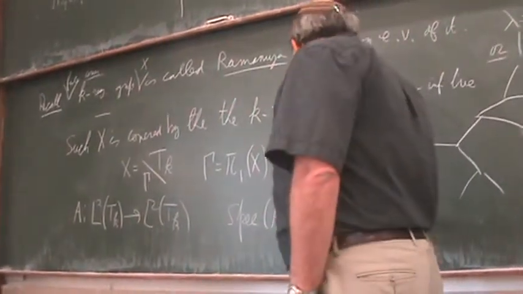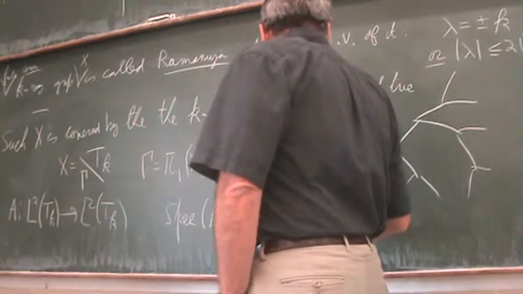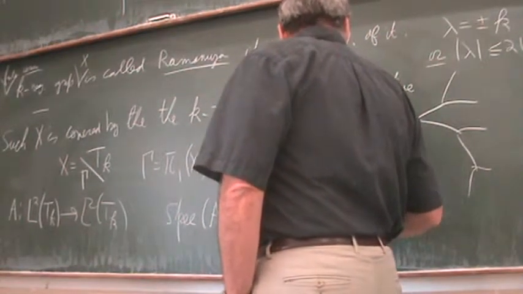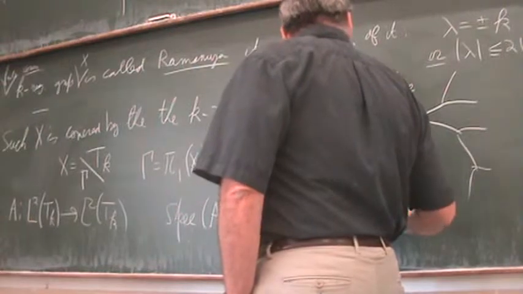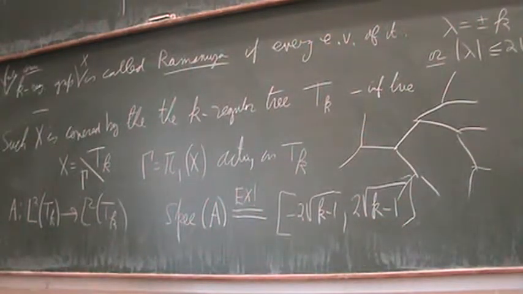The spectrum of this is from minus 2 square root of k minus 1 to 2 square root of k minus 1. You normalize? No, I didn't normalize. I mean, I could, but I didn't, so that's not normalized. This is the spectrum of this.